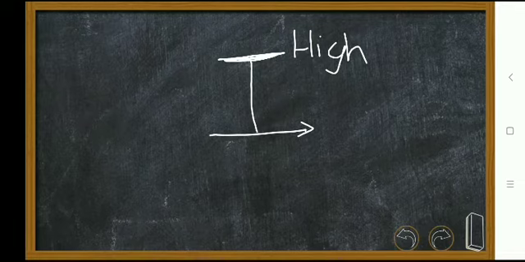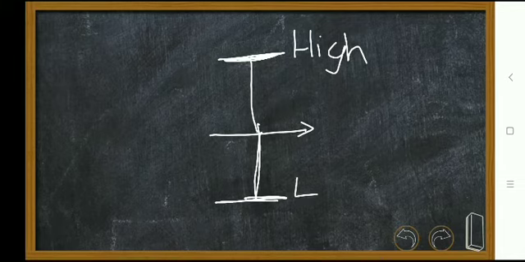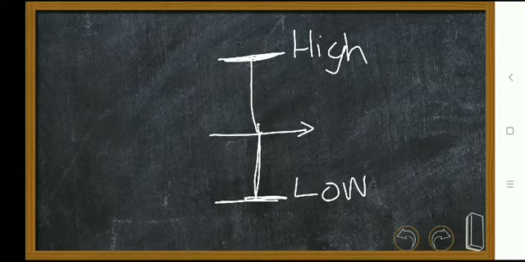Then let's say it goes down, then comes back to the opening price. It will be the low, or the lowest price which was reached during the running of this specific time frame. Remember, we deal with an open, the run time, then the close.